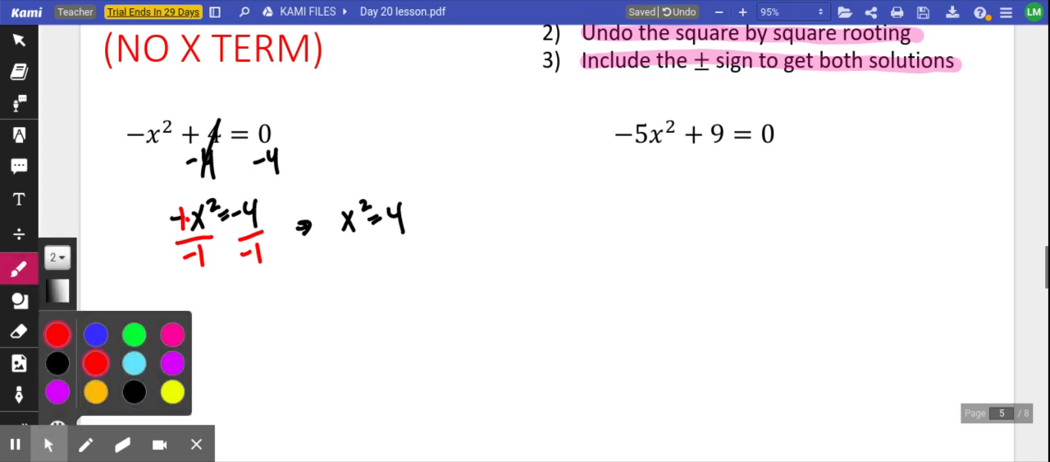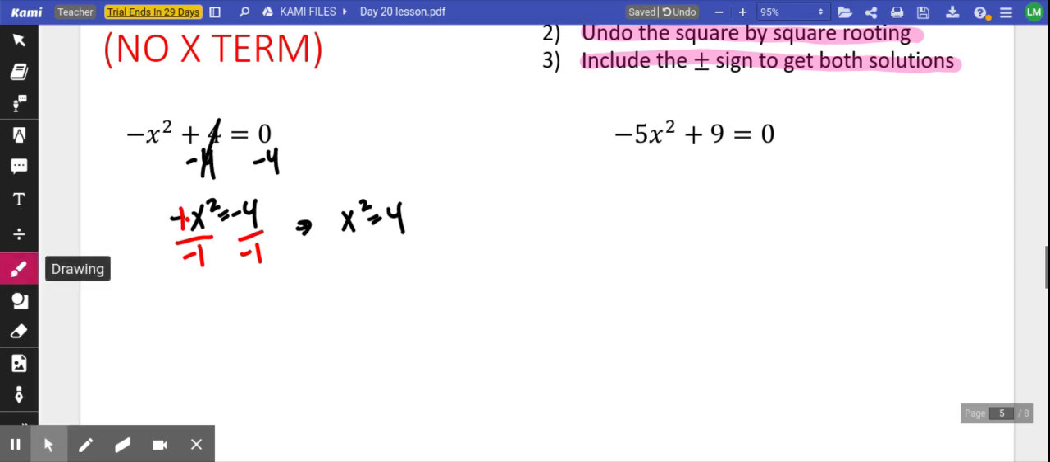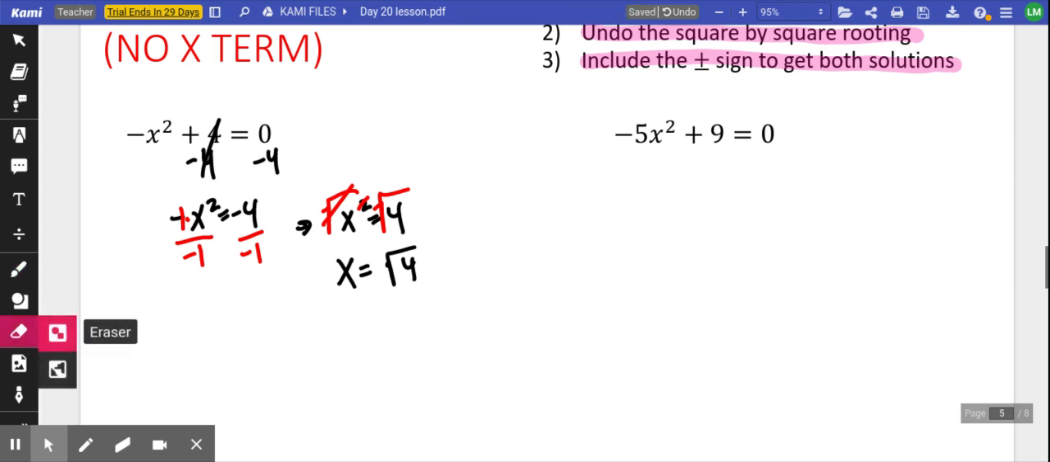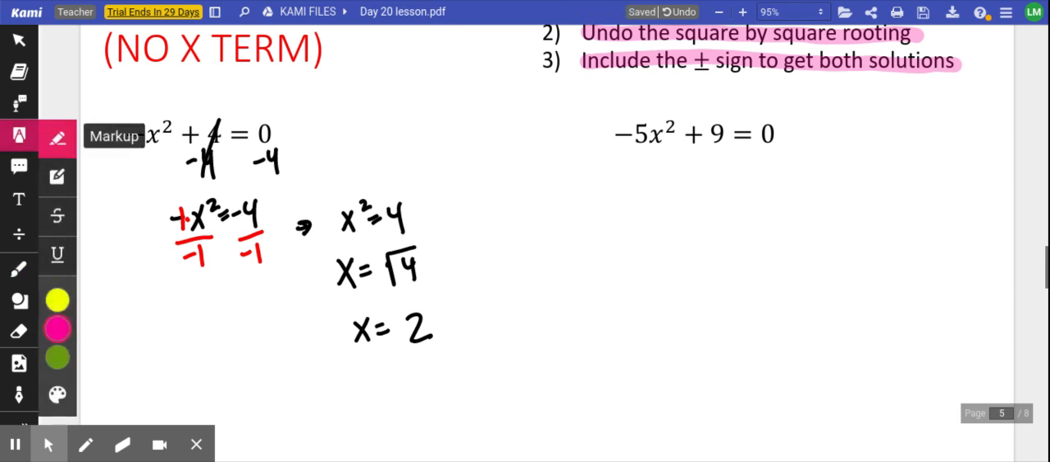Now we just need to undo this square by doing the opposite and taking a square root of both sides. Okay, because the square root of x squared is just x. So x equals the square root of 4. I'm going to go back up to this step here real quick because you might just say, okay, x is 2, right? Right, we're finding values of x that make this equation true.